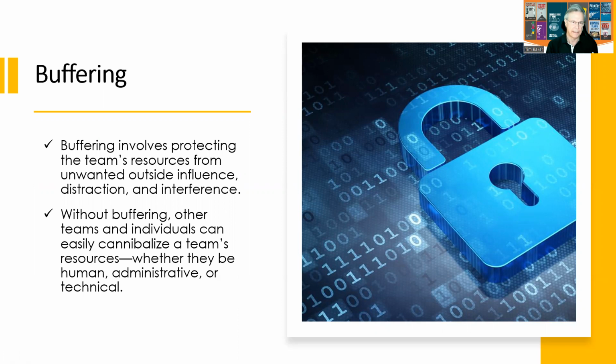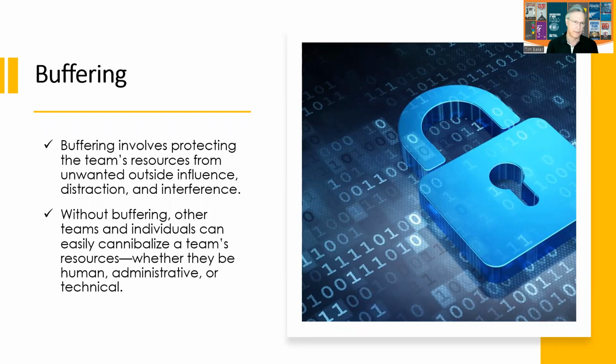Now, buffering involves protecting the team's resources from unwanted outside influence, distraction, and interference. Now, all teams don't work in a vacuum, and so you're going to be challenged all the time as a team leader. People are going to impinge upon your resources, whether they're technical, human resource, administrative, whatever resources they are. People will want to interfere with those resources. Now, to some degree, as a team identity, you've got to protect your team from these outside distractions and influences and interferences.